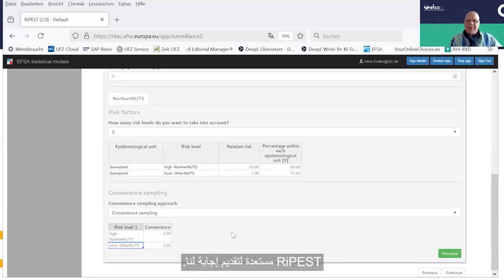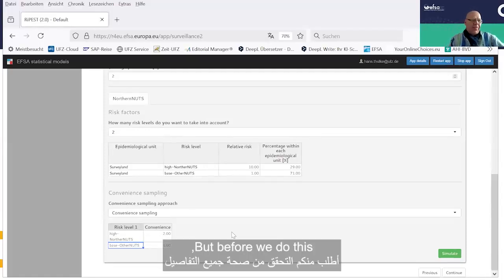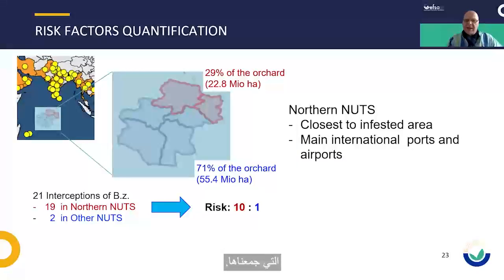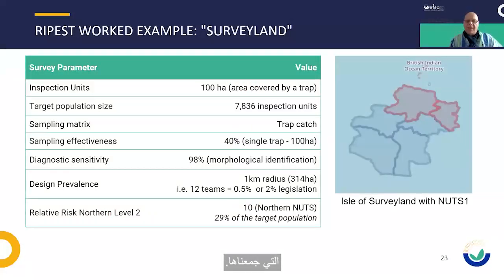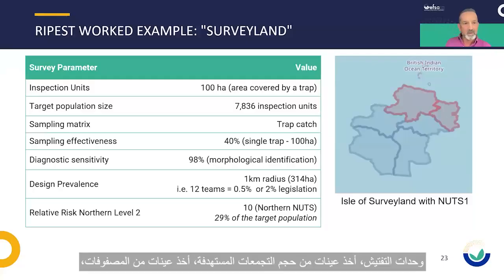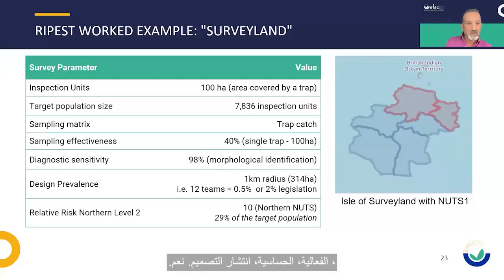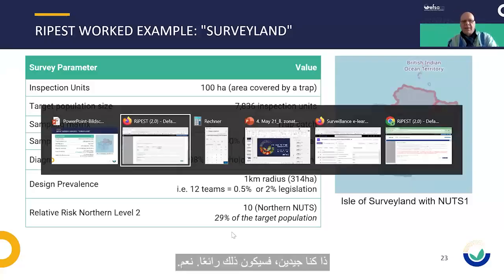RIPES is prepared to give us an answer. But before we do this, I ask you to check whether all the details that we collected are correct and you would accept them. Okay: inspection units, target population size, sampling matrix, sampling effectiveness, sensitivity, design prevalence, yes. And that's correct. That's correct. If we are good, that would be great.